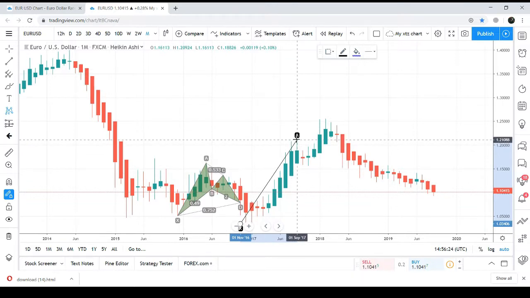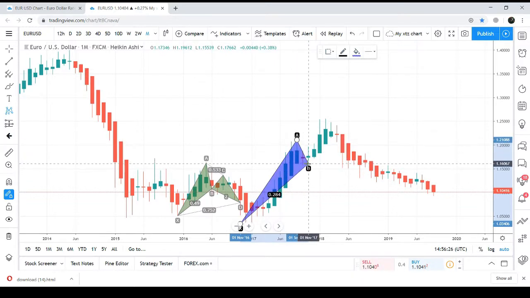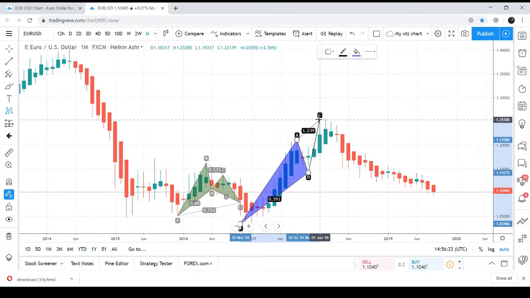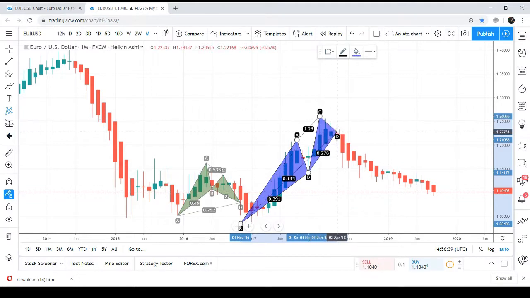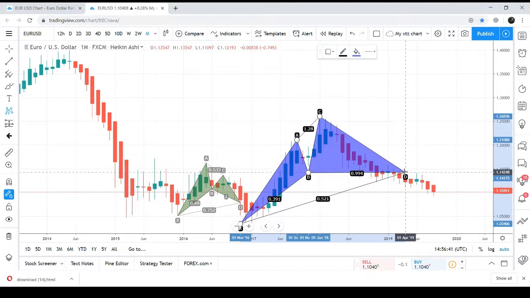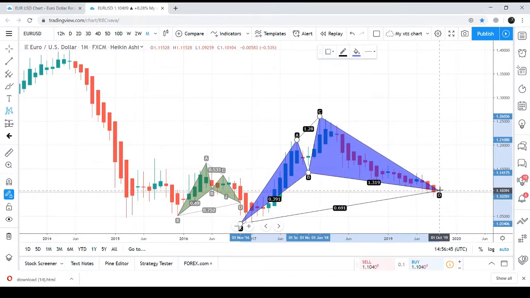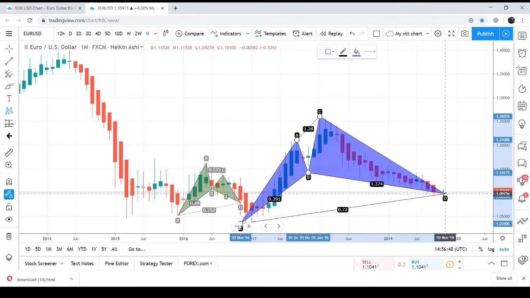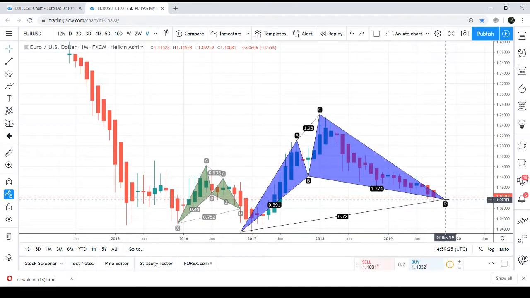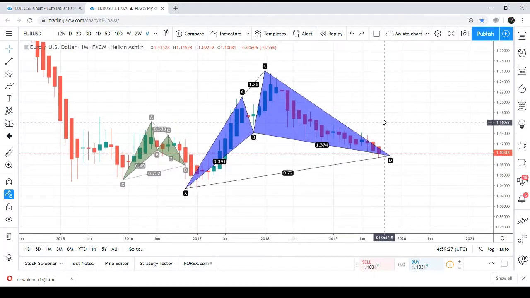and the A to B leg is retraced almost up to 0.382 Fibonacci. And the C leg is extended almost up to 1.272 Fibonacci, and the C to D leg is retraced between 0.618 to 0.786 Fibonacci and entered the potential reversal zone. Let me do some adjustment of the chart to make it more visible.